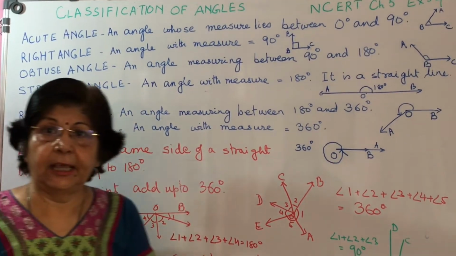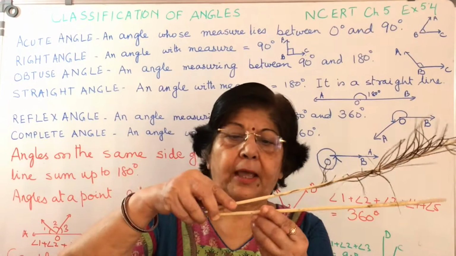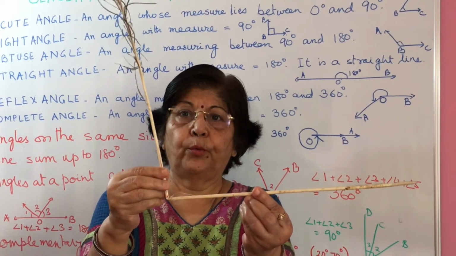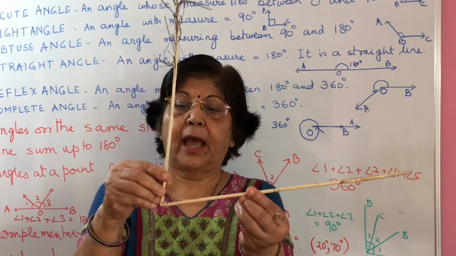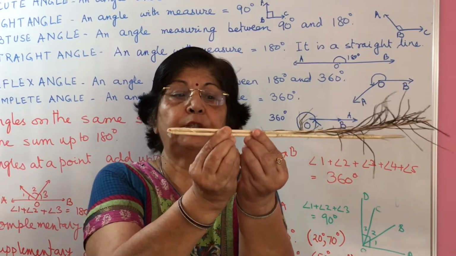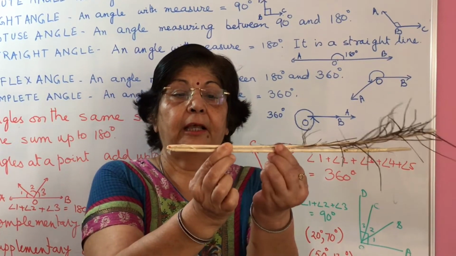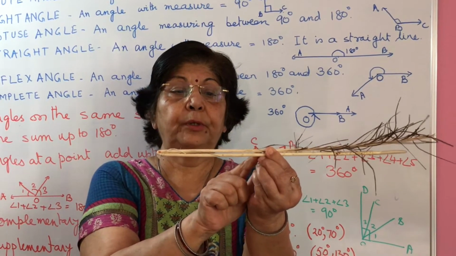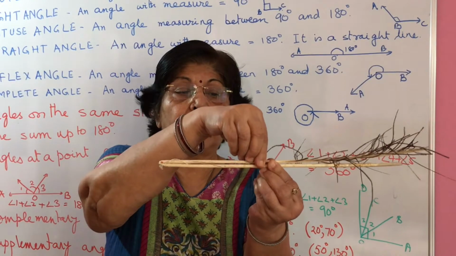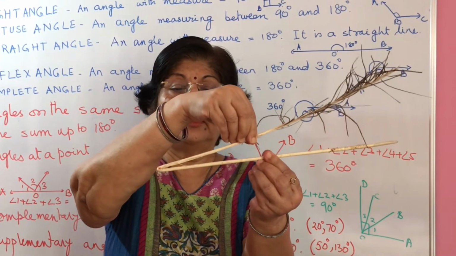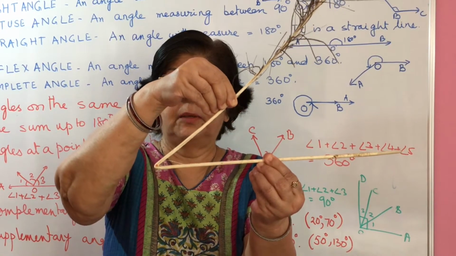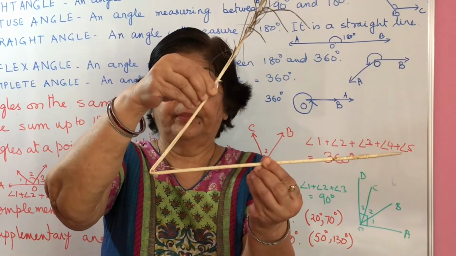So let's see, here I have a feather in my hand bent in such a way that the two arms which form the angle are together. Now when the two arms are together, the angle formed between the two arms is 0 degrees. Now as I turn one of the arms, the angle keeps on increasing.